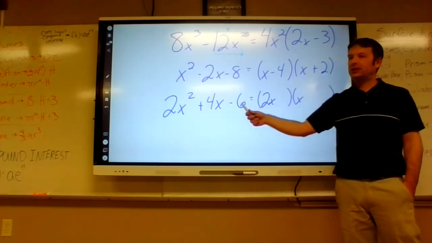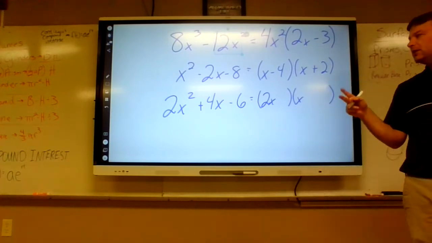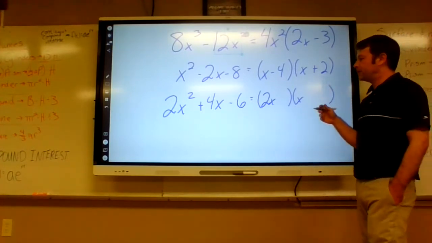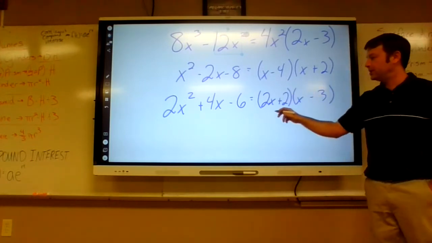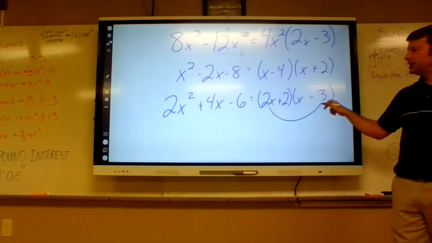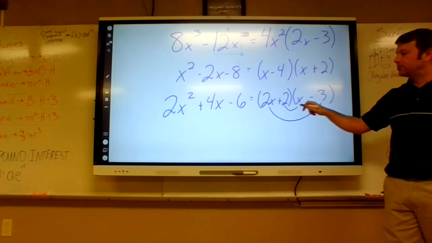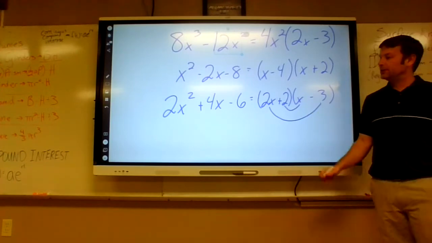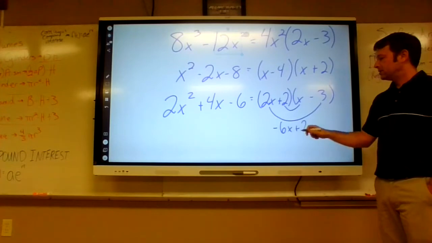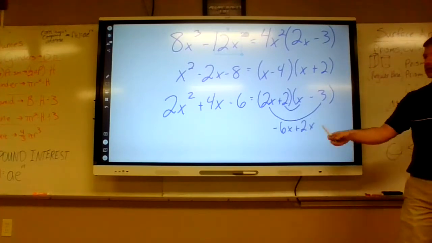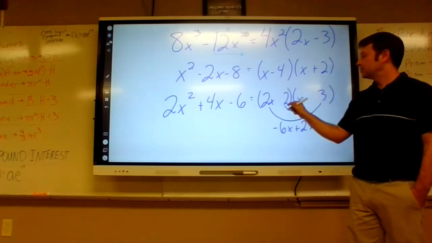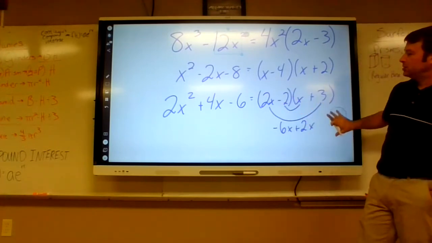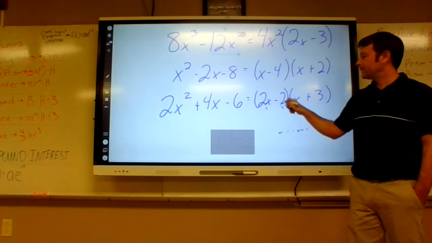So what multiplies into -6? 3 and -2, 2 and -3. So you gotta kind of just try and see if it works. So if I do 2 and -3, that would be -6x plus 2x makes -4x. Wrong. So switch the signs, the signs are backwards. Alright, so that would be the answer for that one.